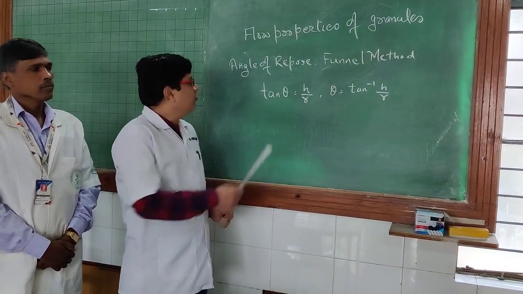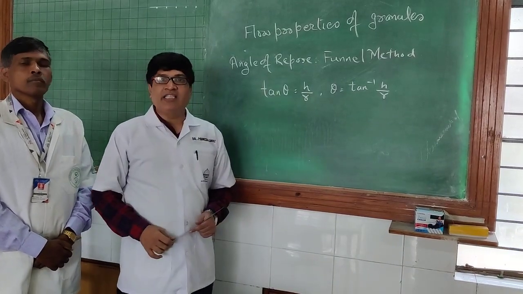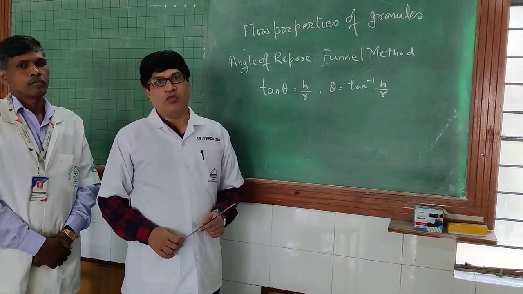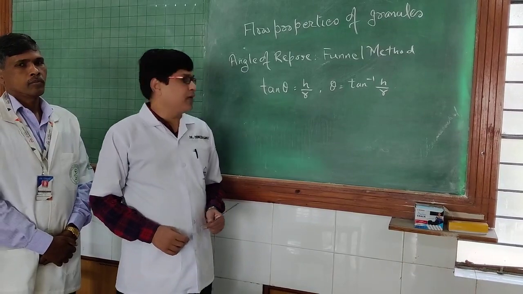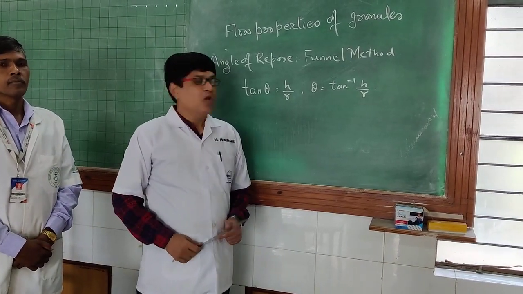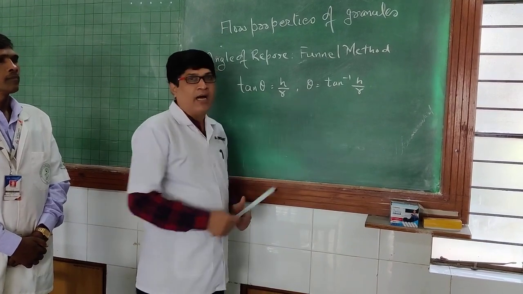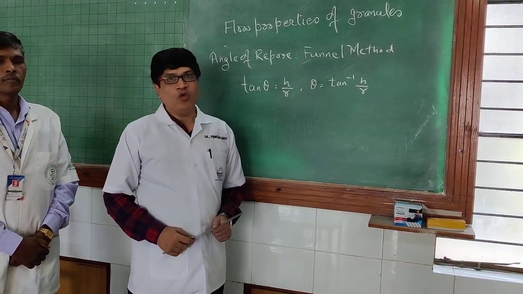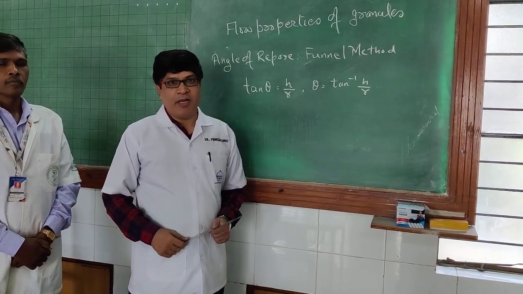As you all are aware, tan theta is h upon r. The formula for angle of repose is tan theta equals h upon r. Therefore, theta is tan inverse of h upon r. So we want to find out this theta, right? What we are going to use, as I told you earlier, is the funnel method.